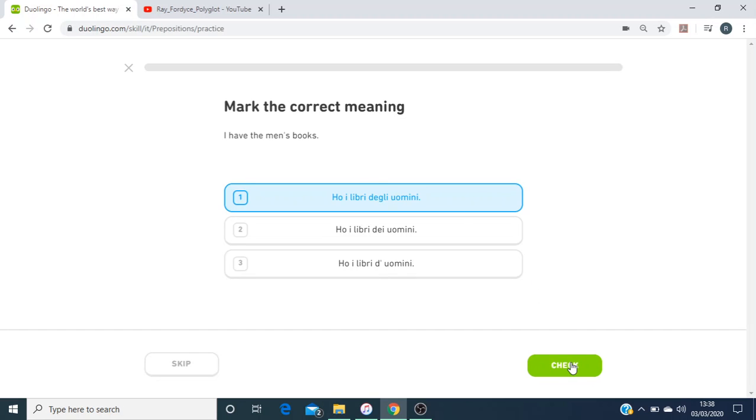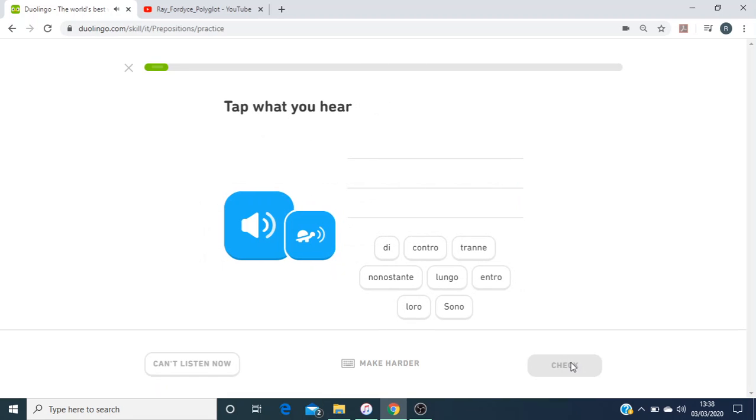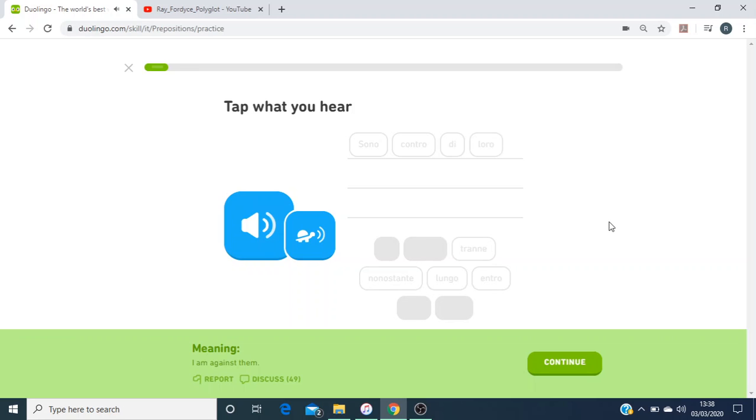So let's click this. That's right. Sono contro di loro. I'm against them. Contro is a preposition that you need to have di with. So contro means against. So I'm against of them. Contro di.